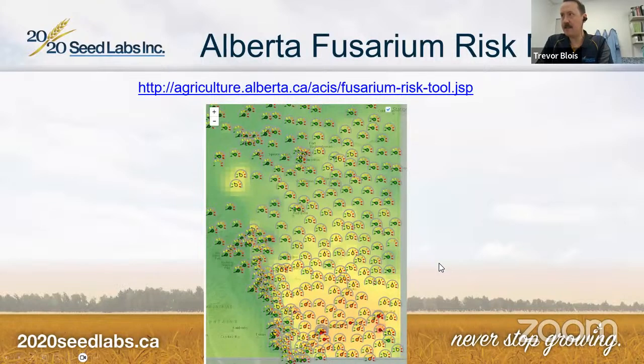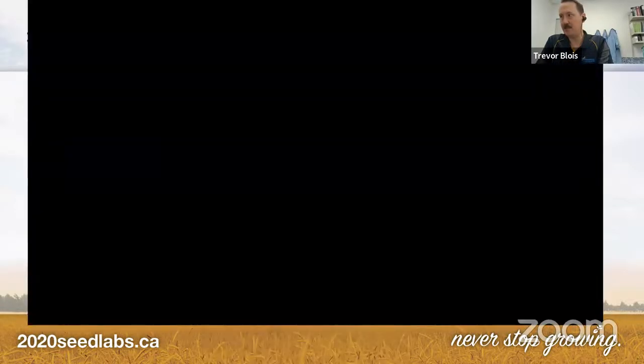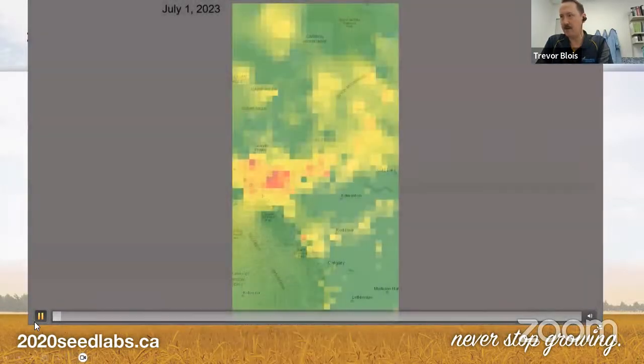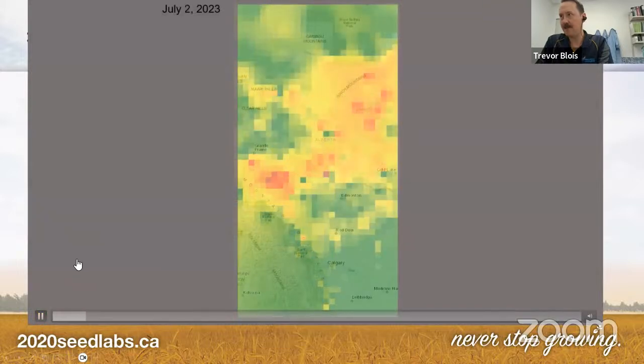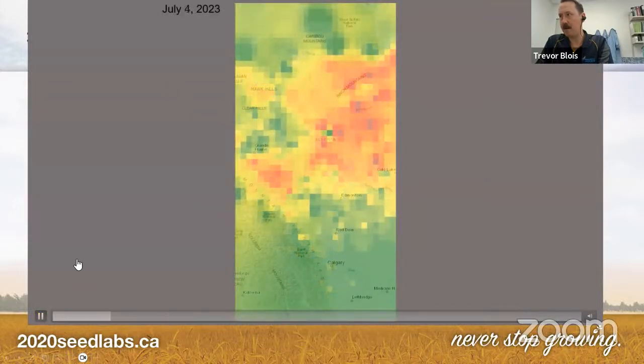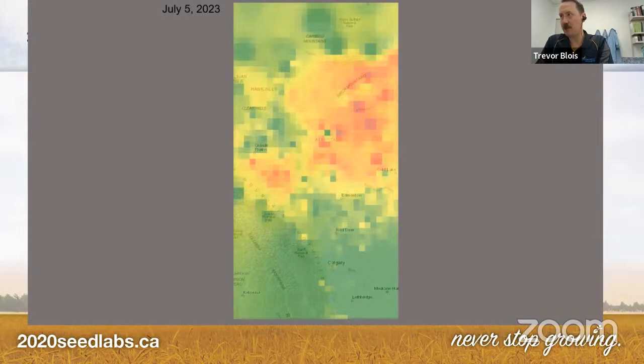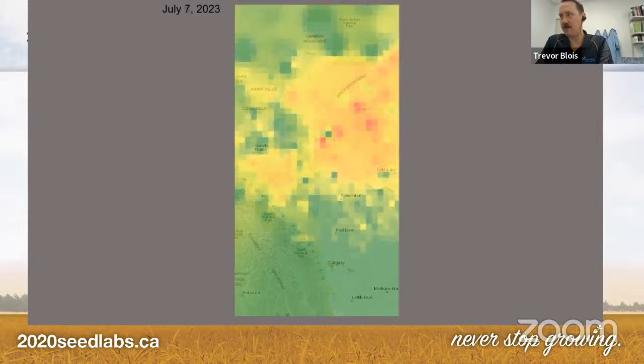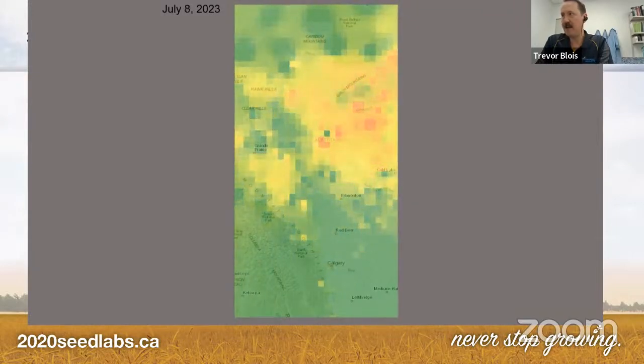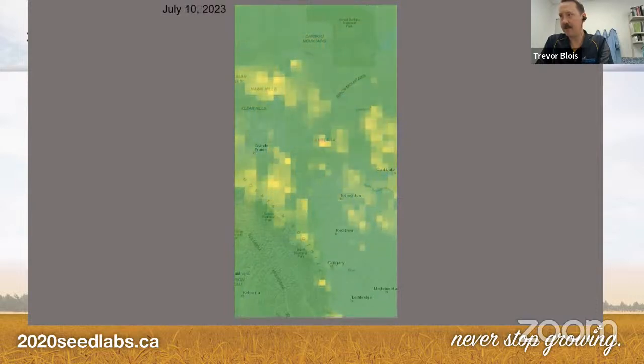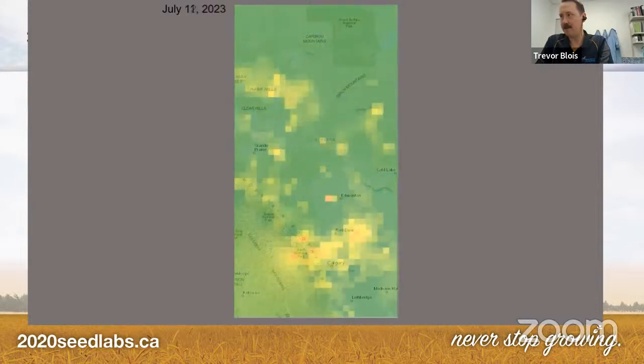And you can look at, we have Alberta Fusarium risk map that you can find at Alberta Agriculture. And this is really useful. And hopefully this works okay. This is kind of the risk over the month of July in Alberta. And I captured it every day at about 2 p.m. And you can see how it changes throughout the month.